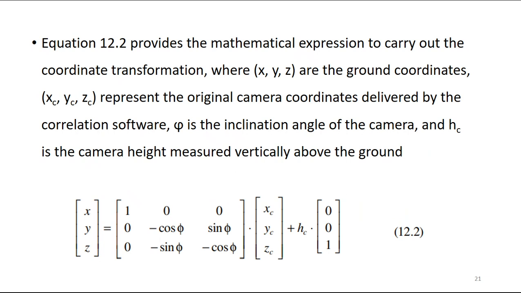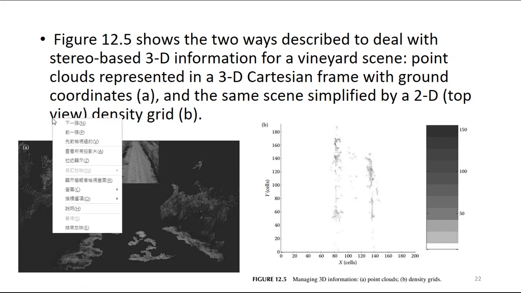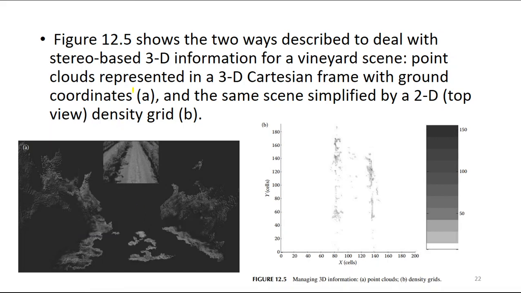So in the previous slide, we tried to explain how to transform from the camera coordinate to the ground coordinate, so as to get a point cloud or 3D information. In this slide, he's showing two ways to deal with stereo-based 3D information. One is a point cloud, representing a 3D Cartesian frame with a ground coordinate, and the second one is a 2D density grade. So we can use these two methods.